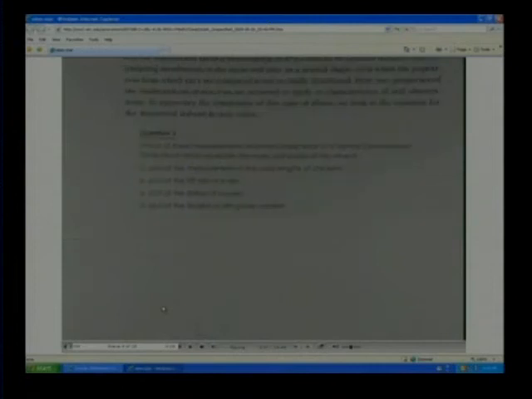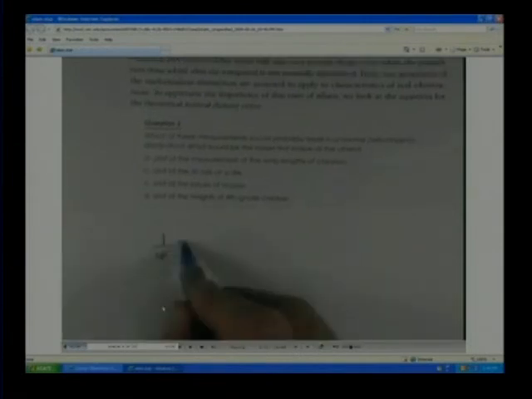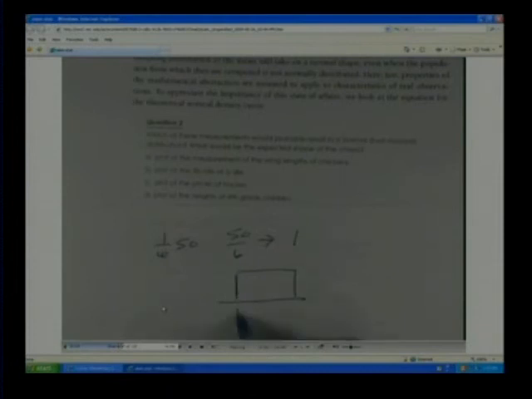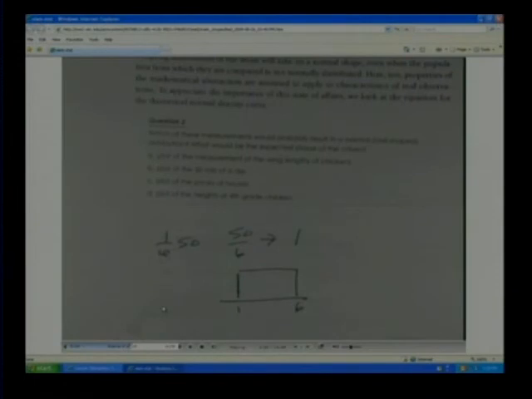So let's just look at a couple of these. Which of these measurements would probably result in a normal bell-shaped distribution? A plot of the measurement of the wing lengths of chickens. Again, that would probably be a bell-shaped curve. A plot of 50 rolls of a die. So we roll the die 50 times, we expect to get 1/6 of those, whatever 50 over 6 is, would be 1s. We expect to get 50 over 6 2s and 50 over 6 3s. So on that particular one, we would expect to get a uniform distribution that starts at the value 1 and goes up to 6.